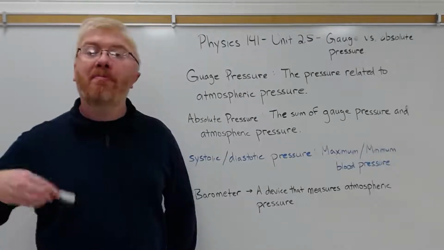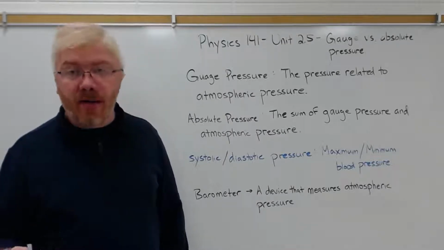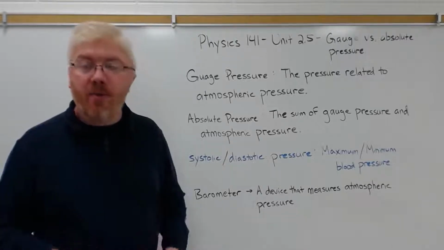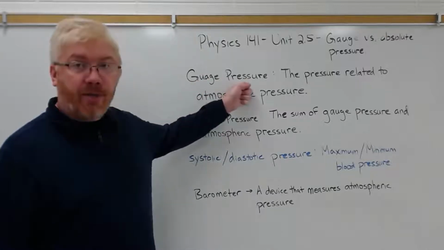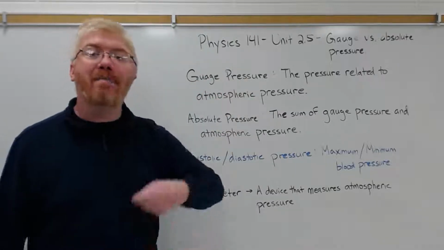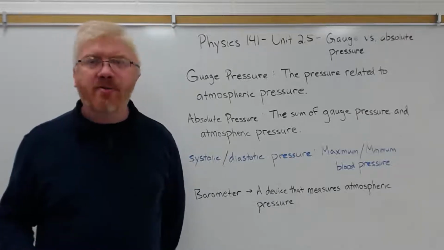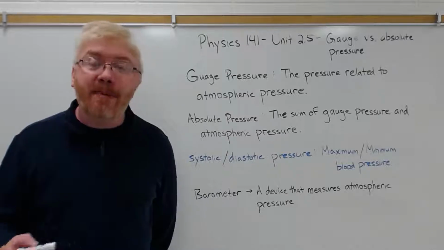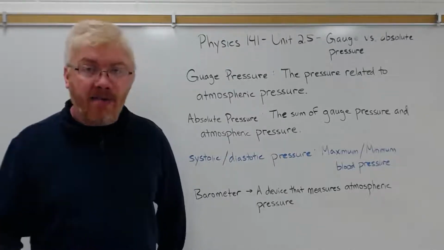So when you blow up a balloon, or when you inflate a car tire or a bicycle tire with your bicycle pump, the pressure that you read off the bicycle pump or the pressure you read off your tire gauge is the gauge pressure. That's the pressure above atmospheric pressure. Remember, atmospheric pressure is about 14 pounds per square inch. So when you inflate your car tire to 30 psi, that's 30 psi above atmospheric pressure.